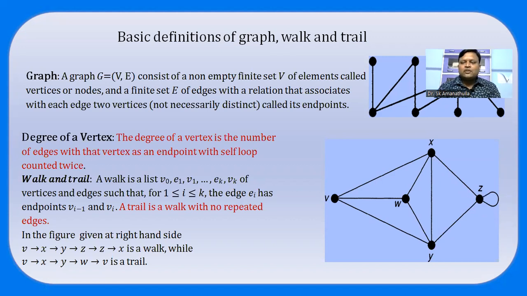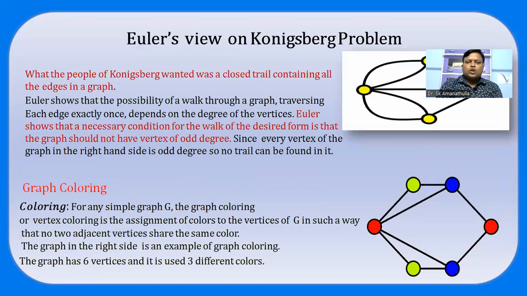What is a walk? A walk is nothing but a finite alternating sequence of vertices and edges. These are the walks. Euler solved this problem by a well-known theorem, which we already stated earlier. This type of movement is possible if the degree of every vertex is even.